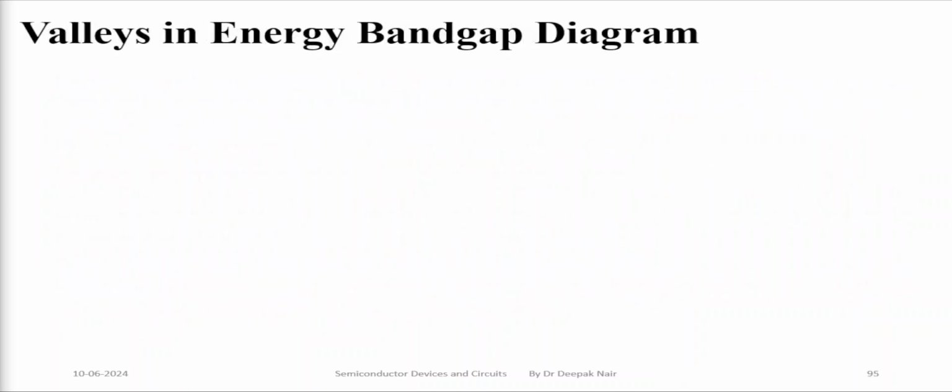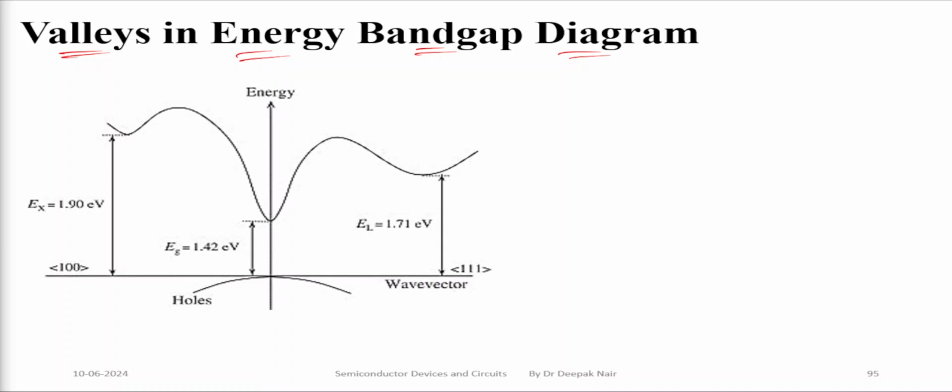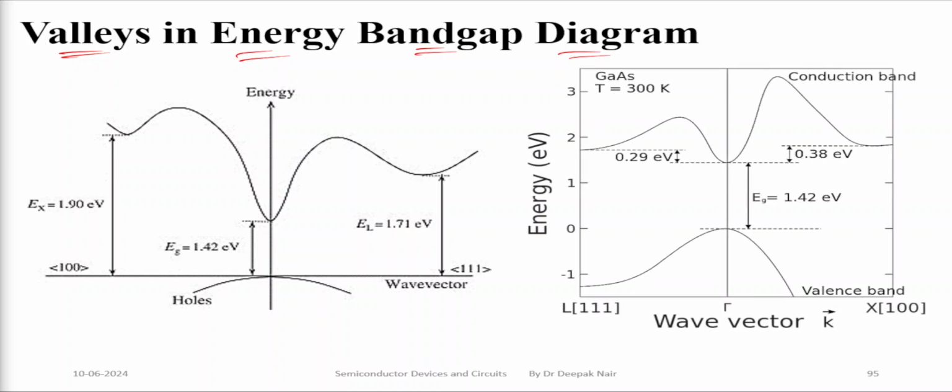Now let us talk about some terms which are associated with the energy bandgap diagram. Valleys. Here is the actual energy band diagram, whereas what we saw in the slides were very much simplified versions. This is what it actually looks like in case of actual semiconductors.